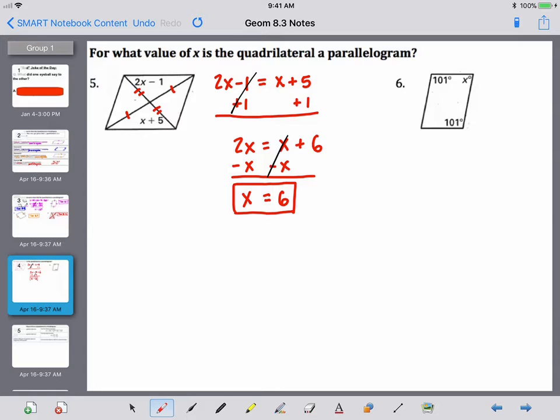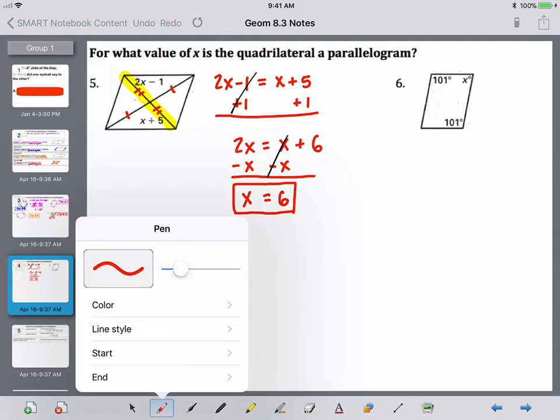All right, so if x is 6, that's going to make this side here, 2 times 6 would be 12. 12 minus 1 is 11, so I get 11 here. And if I plug it into this x, well, 6 plus 5 is also 11, so that would make each of those diagonals, or each of those pieces, 11. So the diagonals would bisect each other.